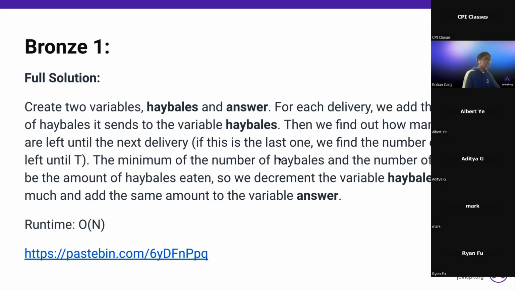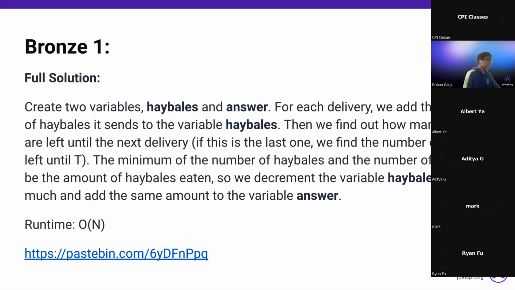And this is basically storing the current number of hay bales. And then we find the number of days until the next delivery. So if there's like 5 days until the next delivery, and we have 3 hay bales, then Bessie's gonna eat 3 hay bales, and two of the days she won't have anything to eat. So the minimum of the number of hay bales and the number of days will be the amount of hay bales eaten. So we can decrement the number of current hay bales by this much and add the same amount to our variable answer.